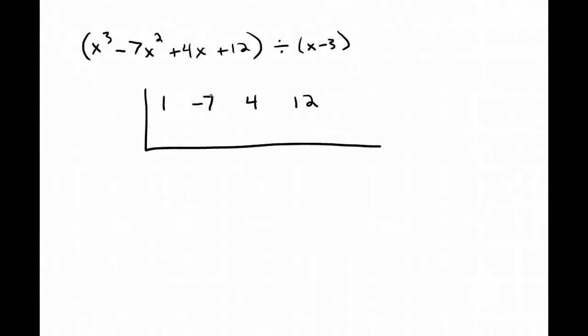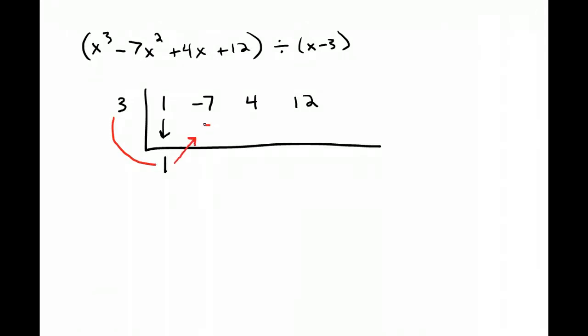Alright. If we are dividing by x minus 3, we put a 3 here. So the sign on this is the opposite of what the sign here is. That's really important to remember. Okay, now to do synthetic division, we start by bringing the first number down. Then we multiply 3 times 1 and get 3.